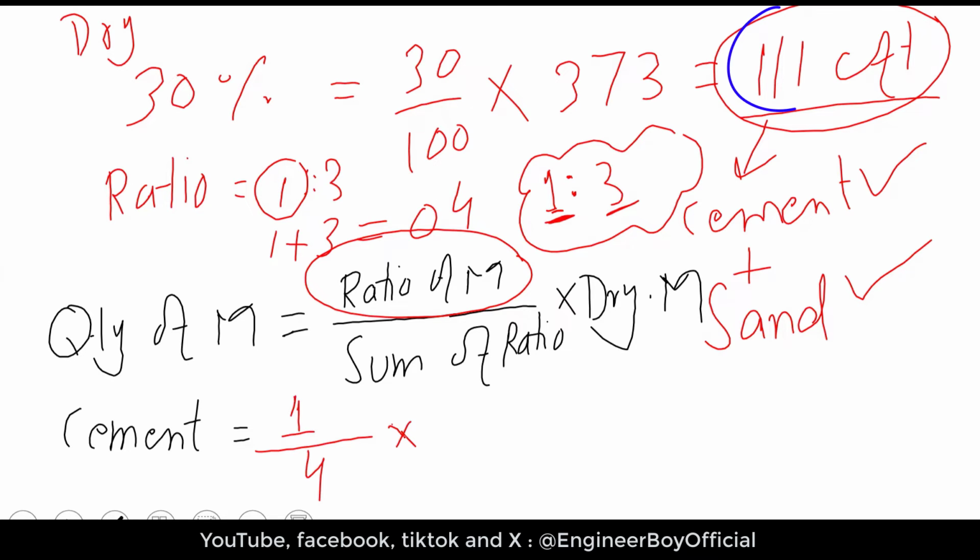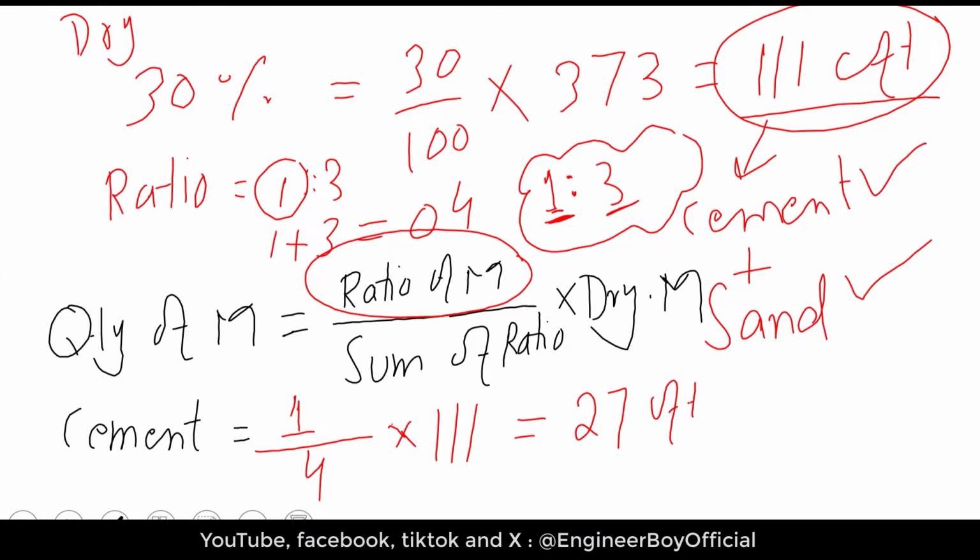And if you remember, it is just 111. So if you multiply 111 with 1 and then divide it by 4, you will have maybe 27 CFT of cement. But remember, cement is always bought in terms of bags. We cannot demand it in terms of CFT because bags are available in the market. So we have to convert this into bags.